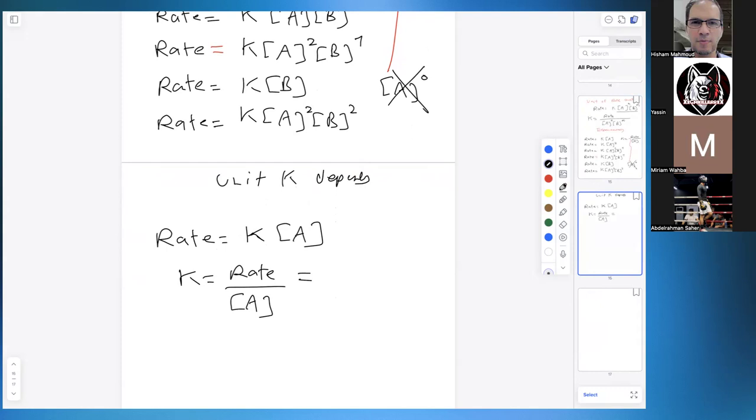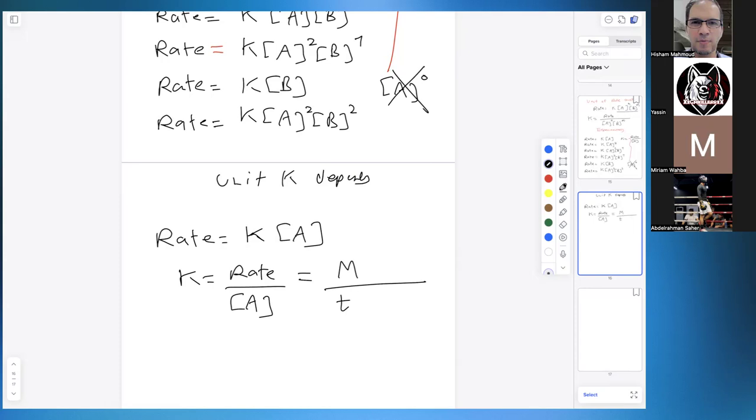The unit of the rate. We said the rate is the change in what? Concentration over time, right? What is the unit of concentration? M. What is the unit of time? T. Nice, that is the unit of the rate.